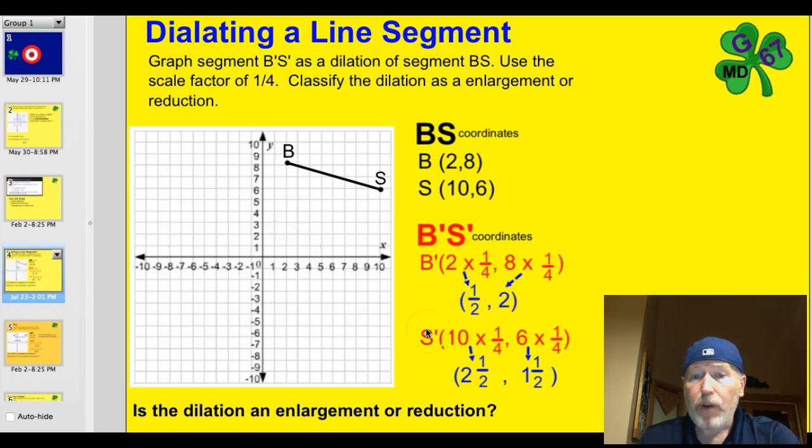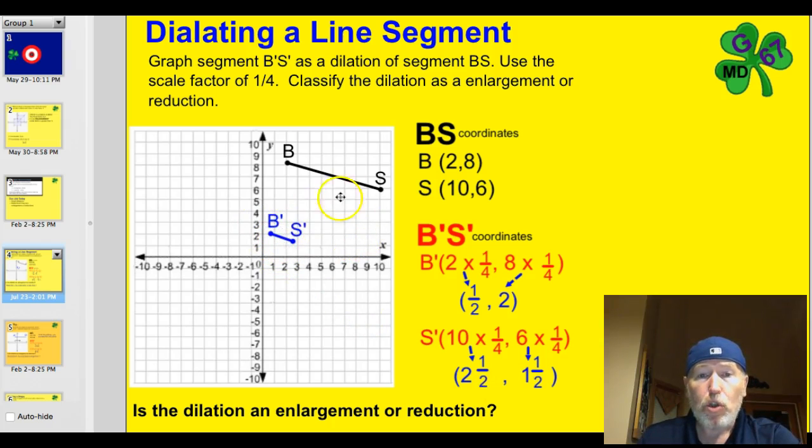Do the same thing for S prime. Put in the original coordinates, 10, 6. Multiply each side of the coordinate pair by the scale factor, and then you have your new coordinate pair, 2.5, 1.5. And then you can pop it up here on the graph.